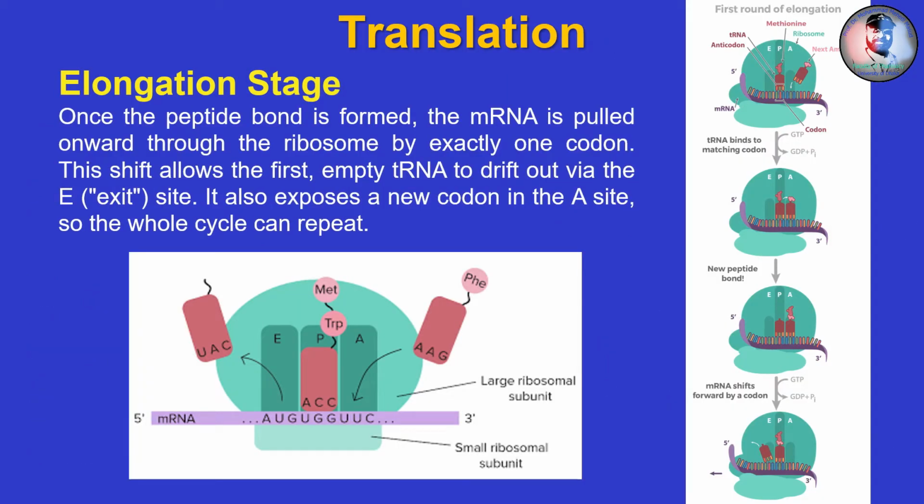Once the peptide bond is formed, the mRNA is pulled onward through the ribosome by exactly one codon. This shift allows the first empty tRNA to drift out via the E or exit site. It also exposes a new codon in the A site, so the whole cycle can repeat.